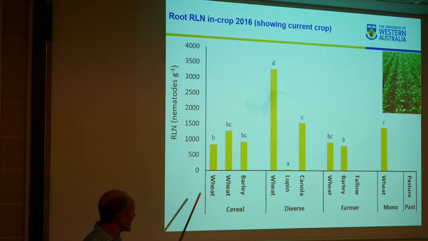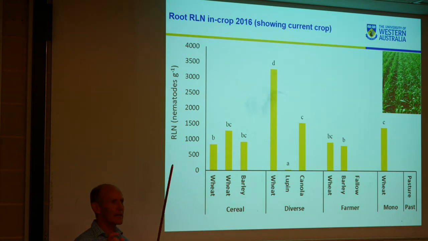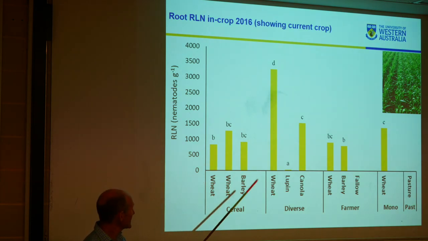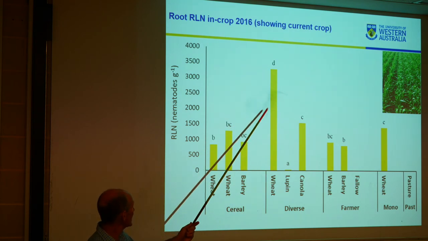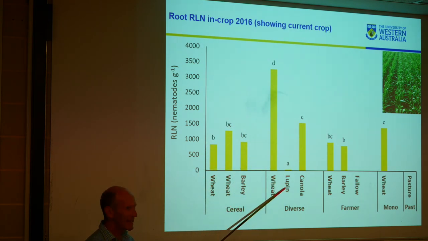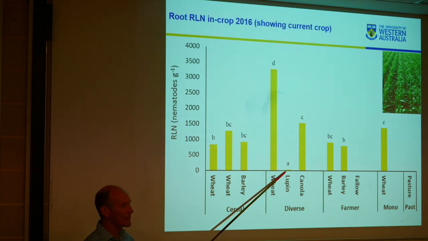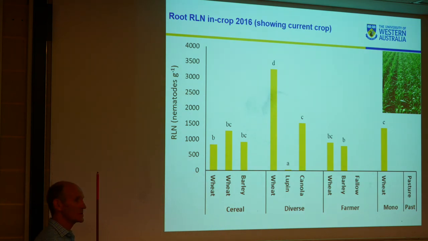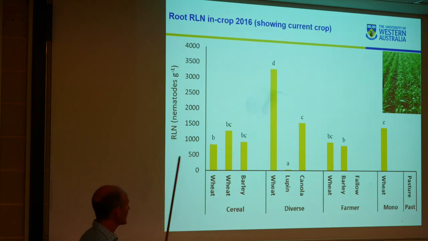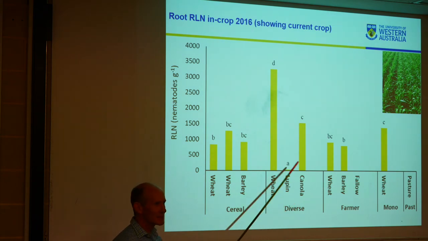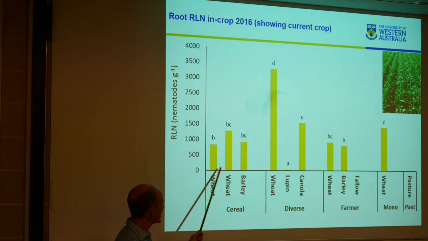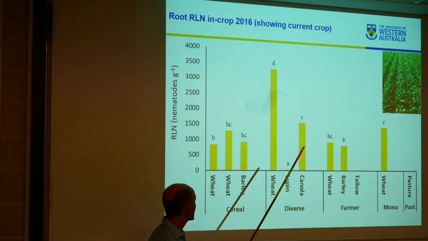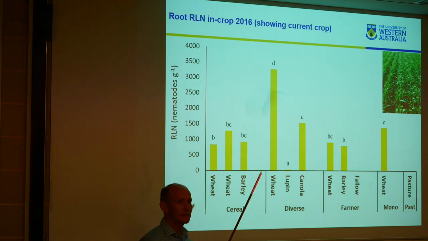Now, I'm showing you the same sets of crops, but now we've actually taken the roots from those crops and got them analyzed as well. And you can see again in the diverse rotation, very high levels in the wheat and the canola, and actually in the lupin roots itself, virtually none in there. So showing again the tolerance or resistance of the lupin to root lesion nematode, but the canola and the wheat particularly effective. And what's interesting here is that the wheat in that system seems to be very, very high, even compared to the monoculture wheat and the wheat in these other systems there.